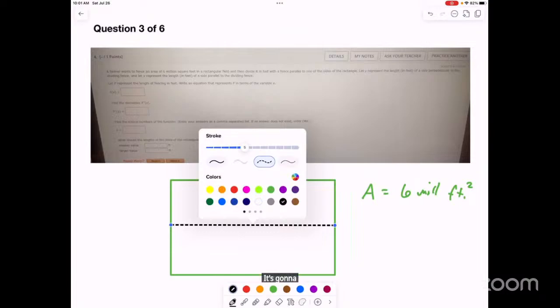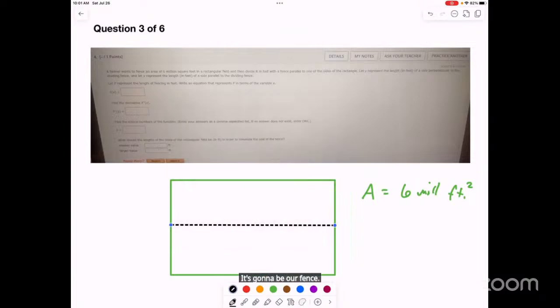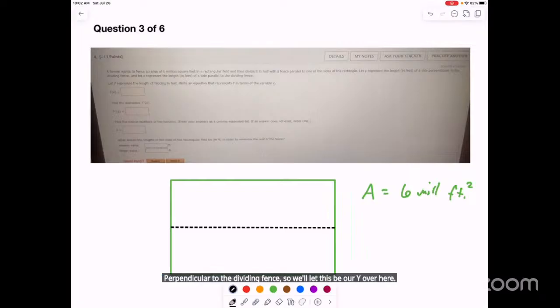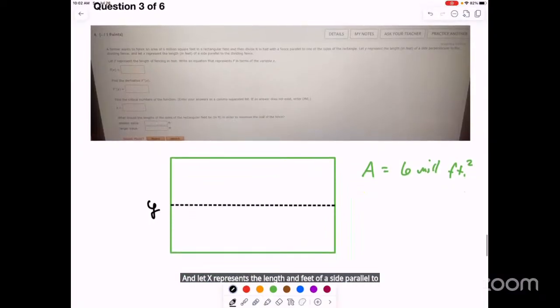That's going to be our fence. Okay. Let y represent the length in feet of a side perpendicular to the dividing fence. So we'll let this be our y over here. And let x represent the length in feet of a side parallel to the fence. And this will be our x.